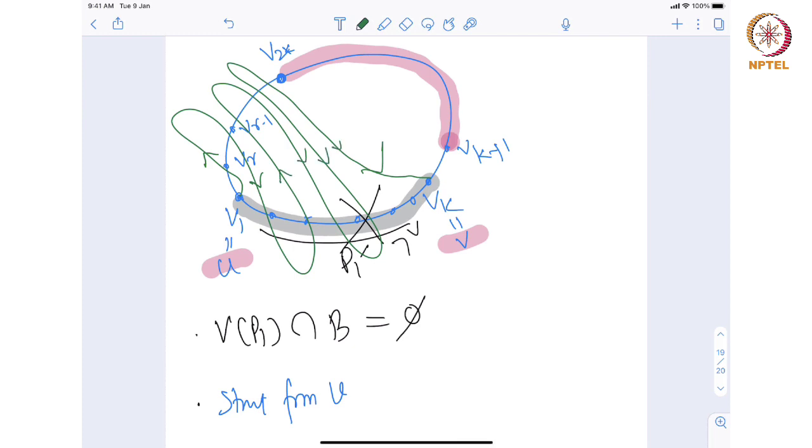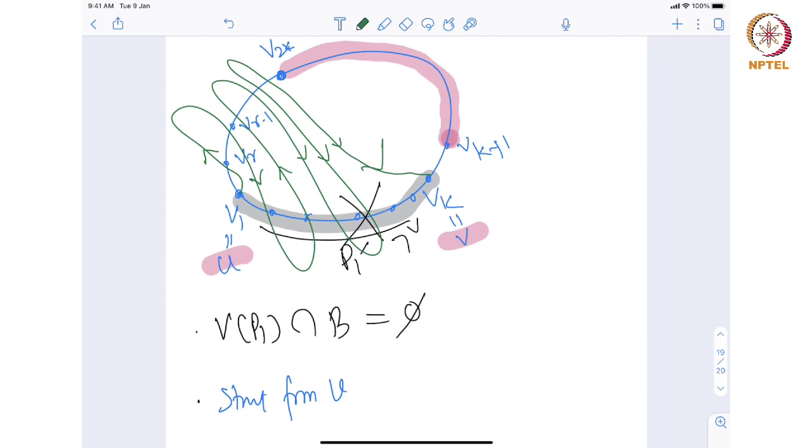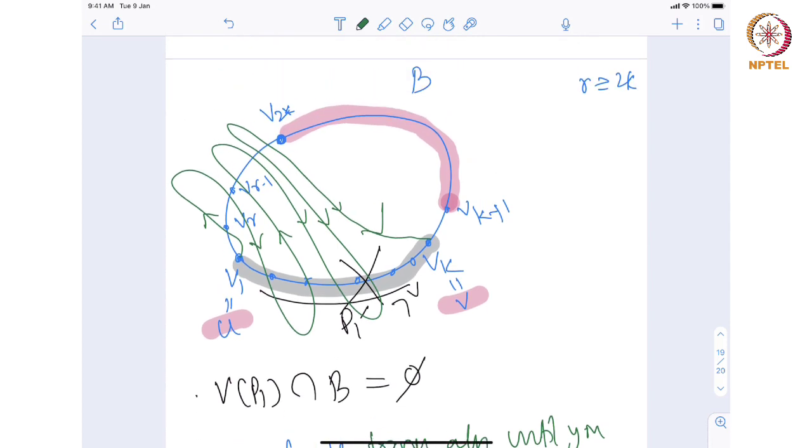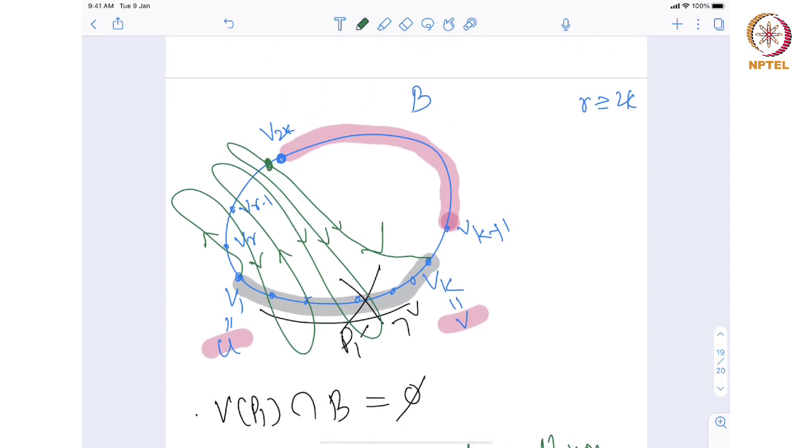Now you start from V, you traverse along until you hit the first vertex not on B. So suppose you hit this vertex. Let's call that vertex W. Now, what is my path? I know that this green path is disjoint from this red path.